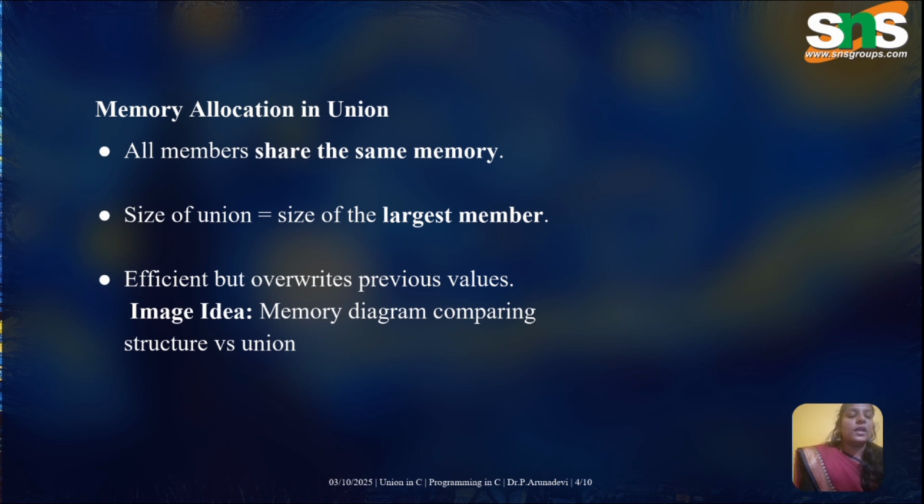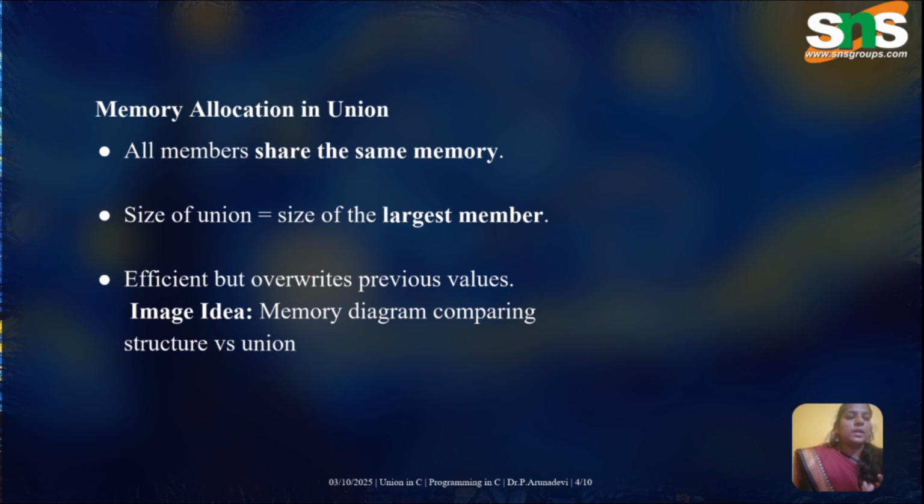This overrides only the first byte, but since all members share the memory, the union now holds garbage for a, i and f. Okay, memory allocation in a union: all members share the same memory. The size of a union is equal to the size of the largest member. Efficient, but it overrides previous values.